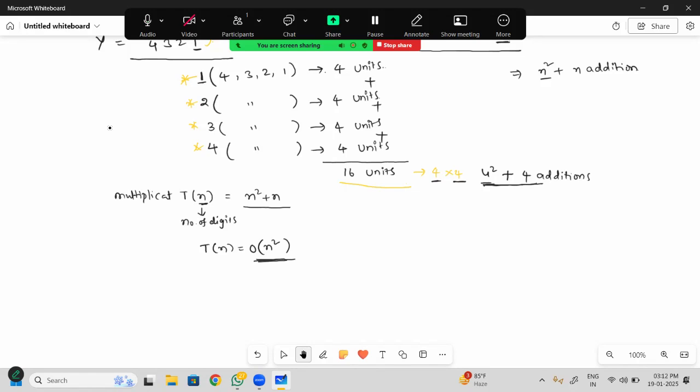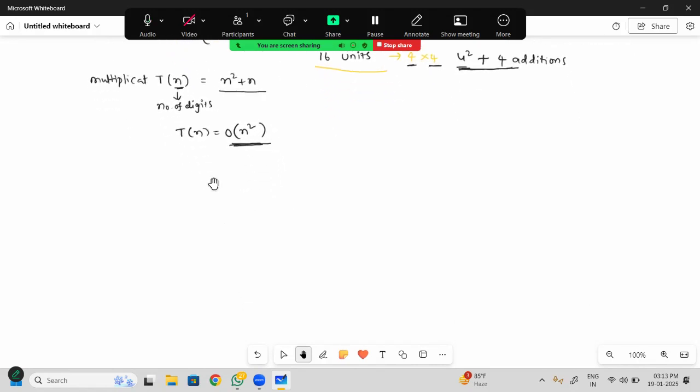But when you go for the divide and conquer approach, we can compute the multiplication of two integers better than this order of n square time. Okay, so let us know. I'm going to represent this on a graph.